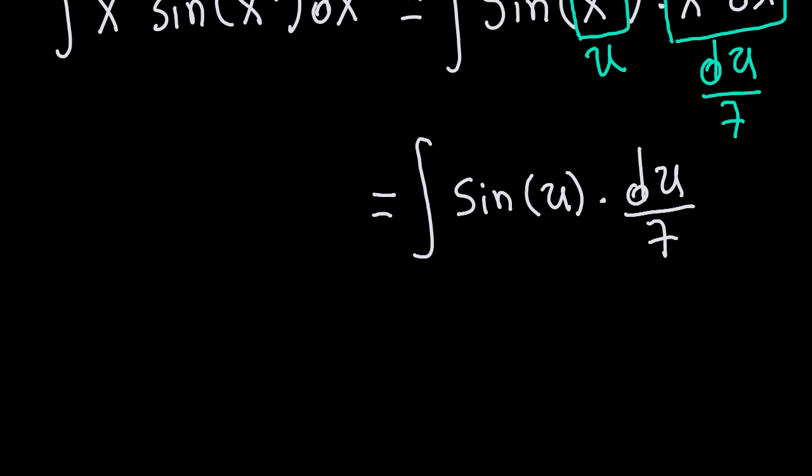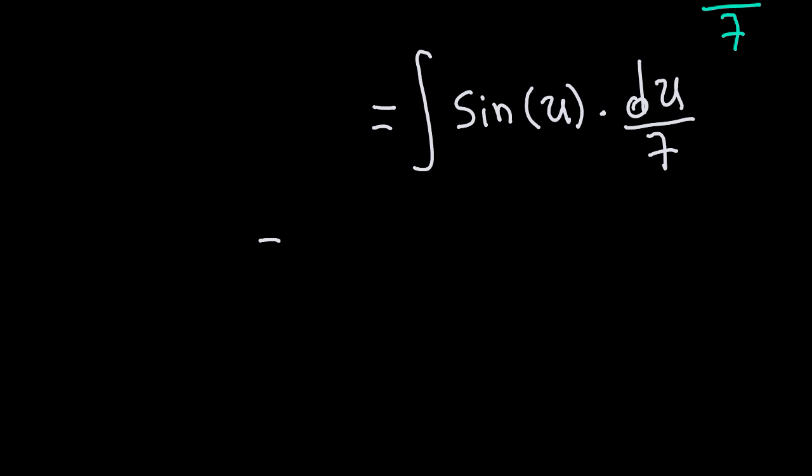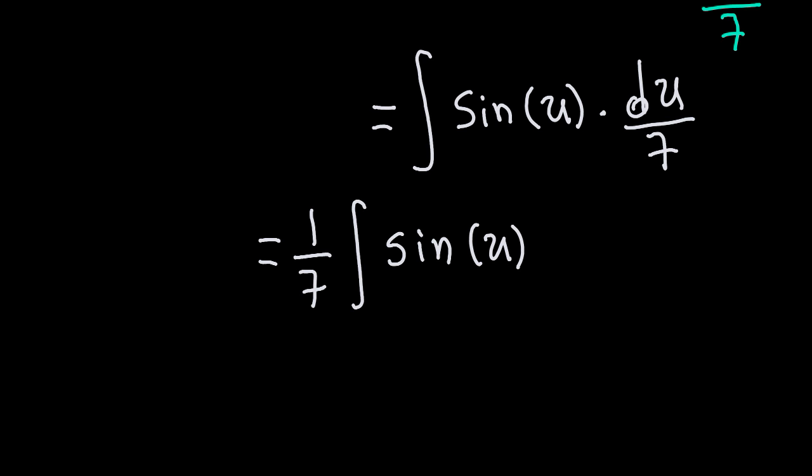And that's fine because then I can say the following. This 7 is a constant. What I can do is pull it out of the integral. So then I can say this is exactly the same as 1/7. Now remember that 7 is in the denominator. This is the integral of sine of u du. I actually don't need a parenthesis there because this is not an expression with several terms. It's just one term. This is the variable u. But I'm going to keep it there for a second.